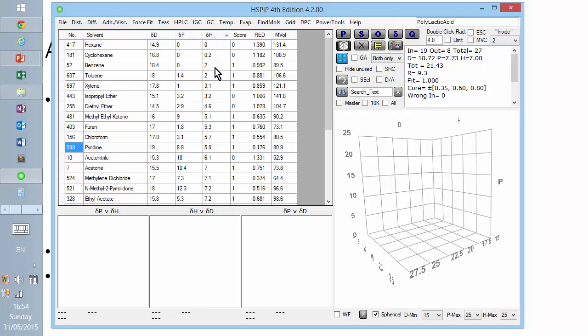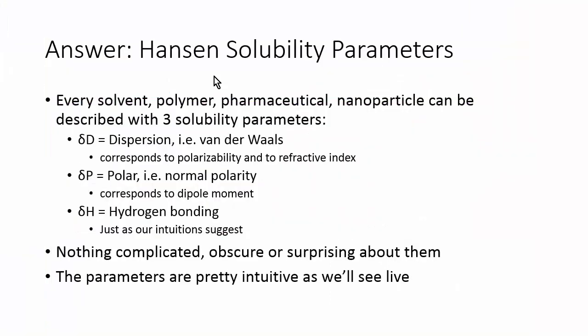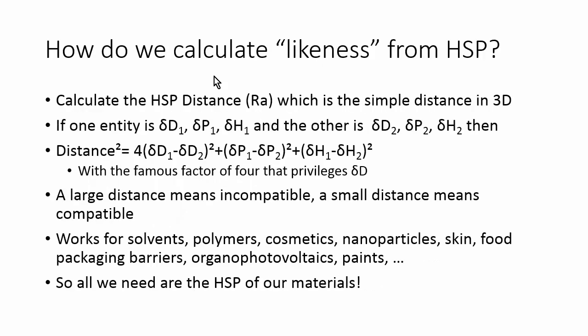If I go back here, we find that benzene and toluene have a modest dH value, which is very surprising to people. Charles Hansen was laughed at for saying that he'd found these values experimentally, but recently it's been confirmed that aromatics are reasonable hydrogen bond acceptors, so it was wise of Charles to go with the experimental data and include them. So those are the HSP, nothing very scary about them. What do we do with them? Well, we can calculate likeness with them.